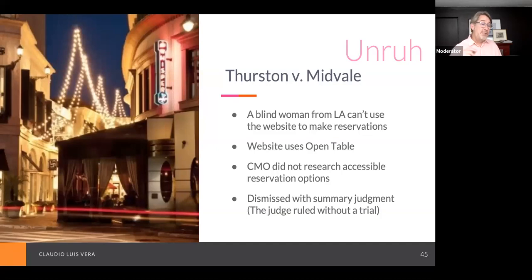But it never even went to trial. What happened is that the judge dismissed it with a summary judgment, said, okay, just based on what I'm seeing here, I'm going to judge this without a trial, with prejudice, and find for the plaintiff here, and the restaurant is guilty of discriminating. This was, I think, 1 or 2 years ago. I believe the restaurant is shut down and it doesn't exist anymore.